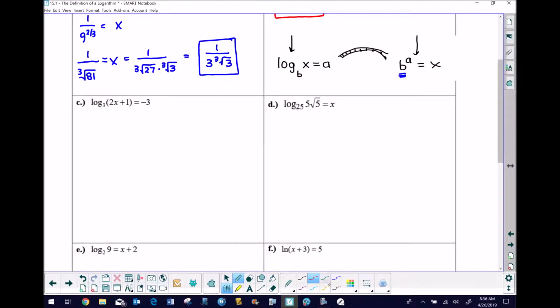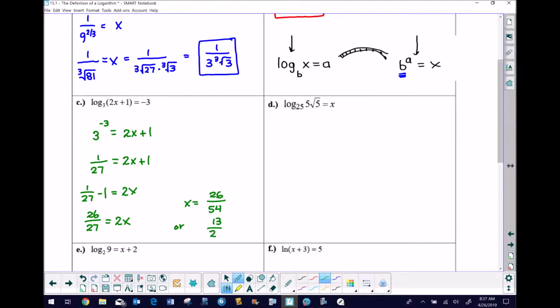In example C, something again very similar. Base is 3, exponent is -3, and we set this equal to the argument. Now we just solve this, as this would be 1/27th equaling 2x plus 1. You subtract 1 over from the other side. 1/27th minus 1 is equal to 2x. So you'd have 26 over 27 is equal to 2x. So that would mean that x would be 26 over 54, which reduces to 13/27ths.